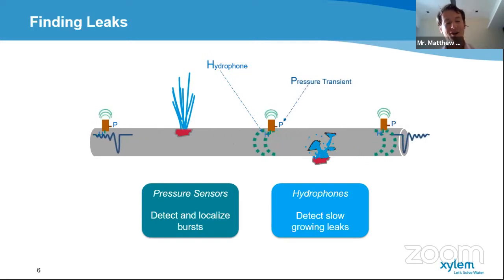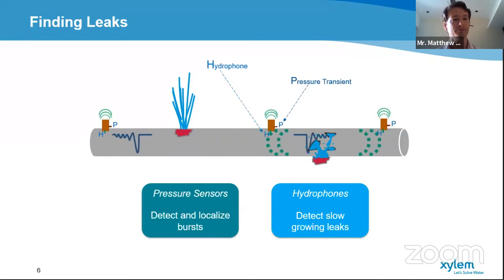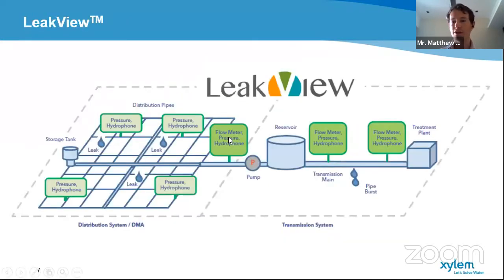So to recap, we use those two different types of sensors, the pressure sensors and the hydrophones, to detect leaks in the different manners that they may occur on the pipes. This type of solution, which we call Leak View, can be deployed anywhere across your network. For this particular project, we're talking about the trunk main transmission system, the larger pipes that you can see on the right side of this diagram, but it's entirely possible to have this deployed within your DMAs as well, although that hasn't formed part of this project.